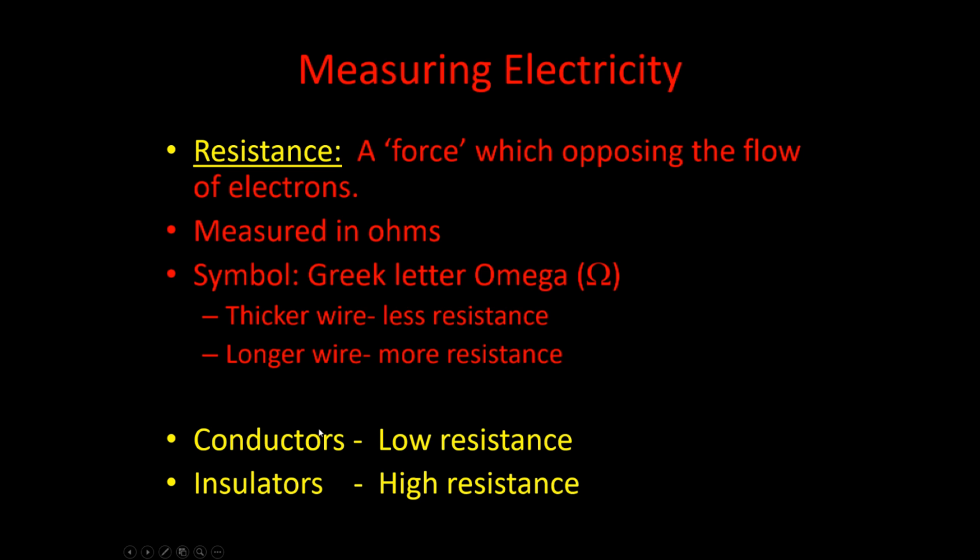We also have a situation with conductors and insulators. We talked about conductors before in terms of wiring. A conducting system will have low resistance. An insulating system, which holds on to electrons and doesn't want them to come through, has high resistance.